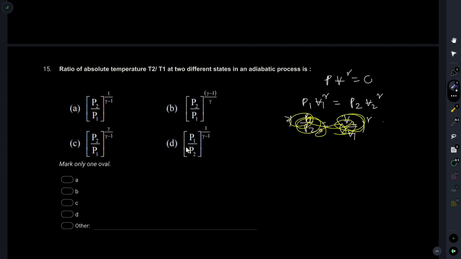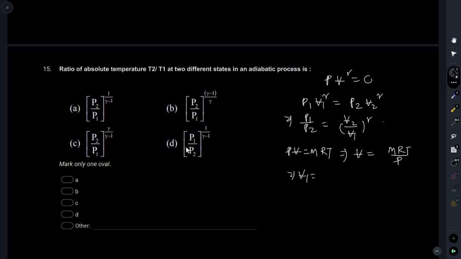This is the relationship between pressure and volume, but here we are asked to find the relationship between pressure and temperature. So let us try to convert the volume in terms of temperature. How can we do that? We have our ideal gas equation with us. We know this is PV equal to mRT. From here, if we try to find volume, then I can write it as mRT by P, right? So for state 1, the value of V1 will be equal to mRT1 by P1.